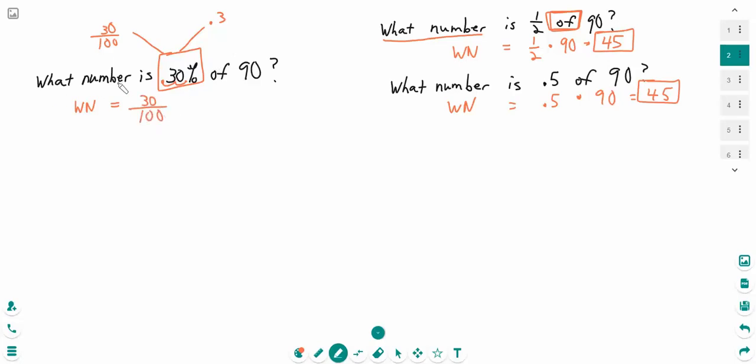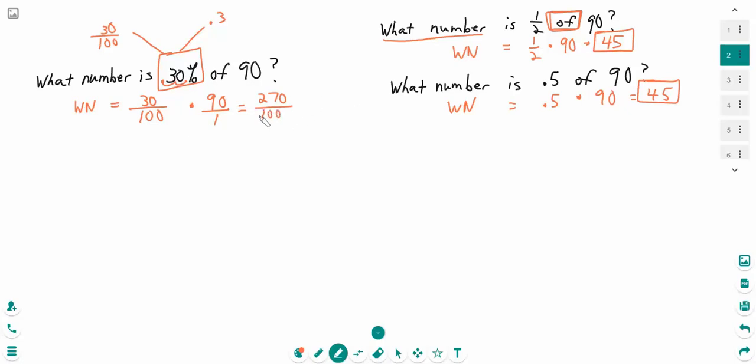So we have what number is, which would be equals 30%, which is equivalent to 30 over 100, of, which means multiplies, and 90. All right, so here we have our equation. It's pretty straightforward for us. So if we multiply this out, we're going to have 30 times 90 is 270, right? Over what's 100 times 1. And I could have cross-canceled here, actually. I could have crossed out 10 here and 10 here. But I'm going to leave it the way it is. 100 times 1 is 100.